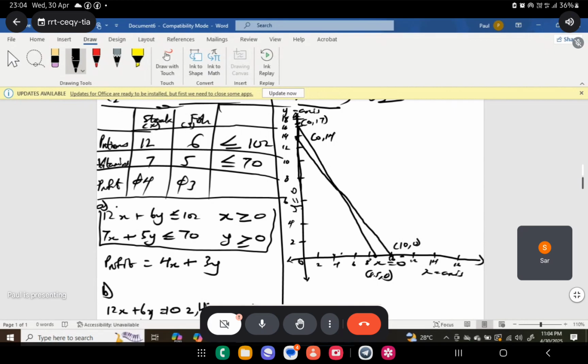Now that we've drawn the line, you know that these are meeting points. Wherever two lines meet, that point becomes a critical point. So you know this one is a critical point because this line, let me show you, this line and this one has met here. So this is a critical point. This one too is a critical point because this and this has met there. So it's a critical point. Also here it's a critical point because two lines have met over there.